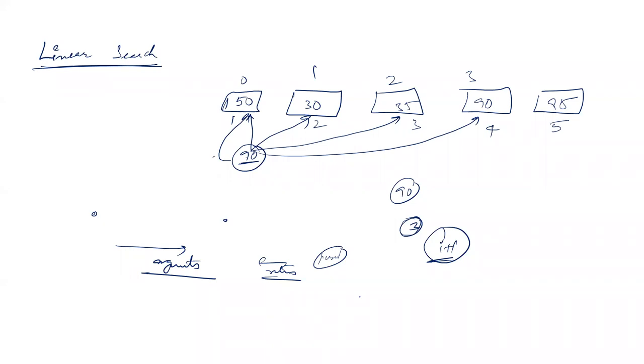Declare it globally, and then... if we declare it in the function, we can't return the pointer. We can't return the pointer. Okay, so that is about that.